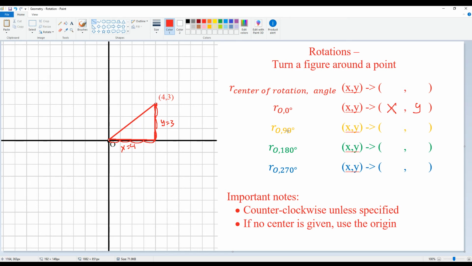So 90 degrees is a quarter of a circle. It's a quarter of the way around your graph. So I'm really going to go from one quadrant to the next. I'm starting in quadrant 1, so I'm going to quadrant 2.